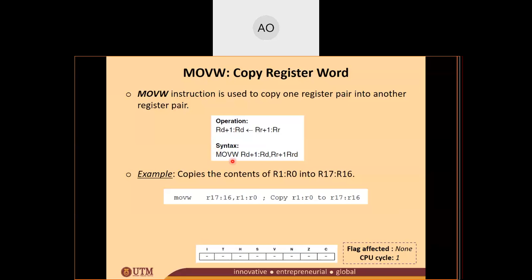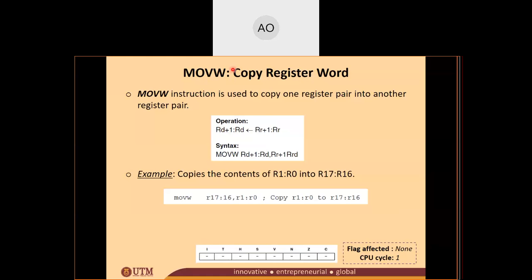So this is the syntax. MOVW Rd+1:Rd, Rr+1:Rr. Oh, sorry, Rr. So this is the source and this is your destination. By looking at the operation here, you know that you're going to copy one register pair, which consists of 16-bit data, to another register pair. So it involves 2 registers, copying from 2 registers to another 2 registers.